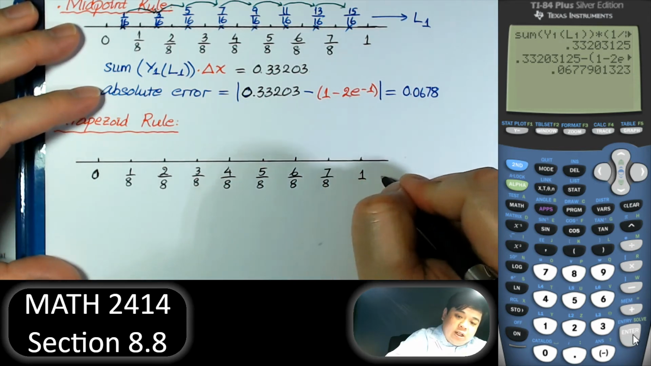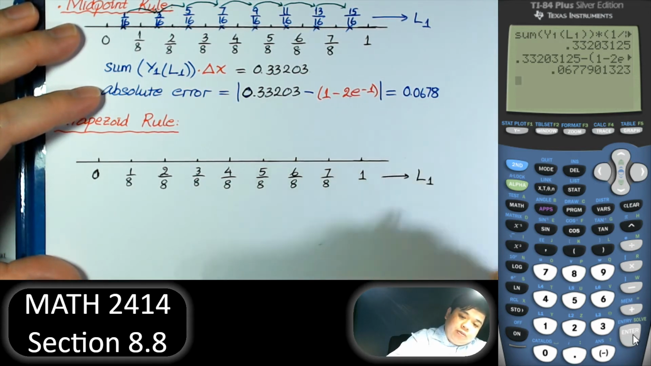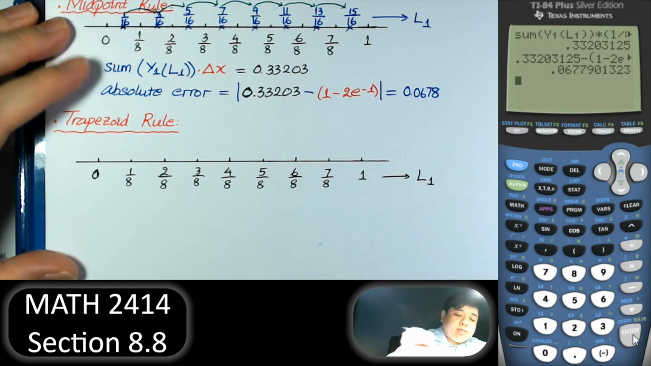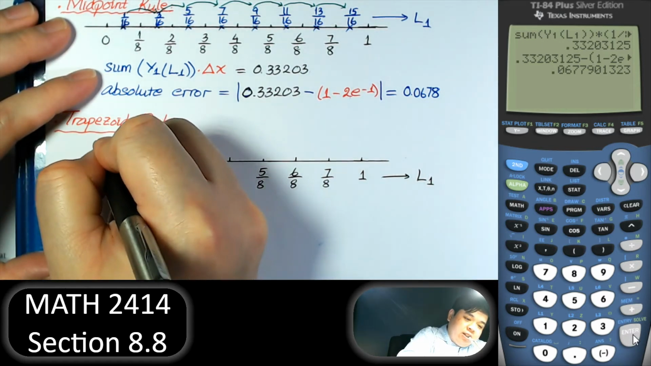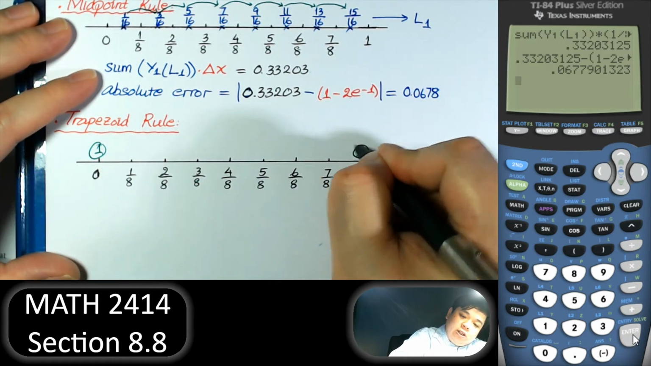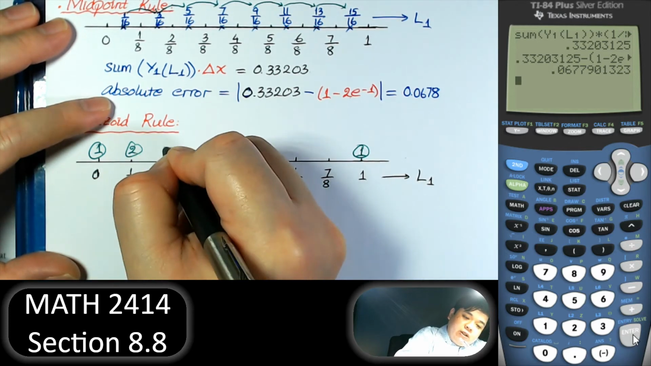So when we do that, let's store those into this one. Now the coefficients. We have 1 on the left, 1 on the right. Everything in the middle, count twice.